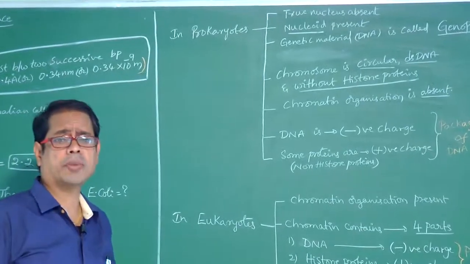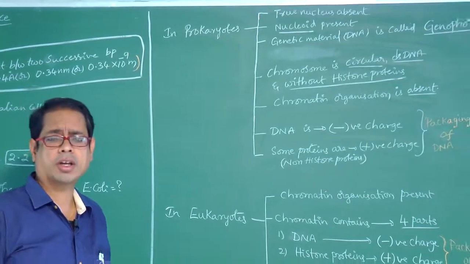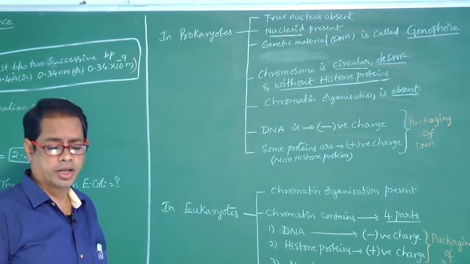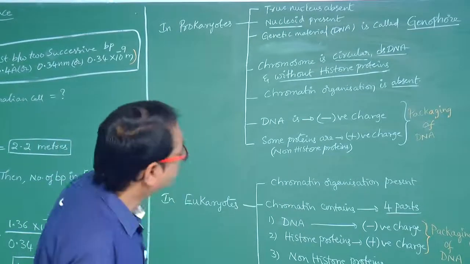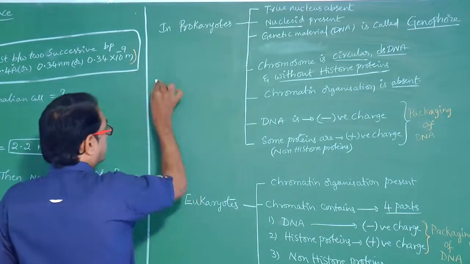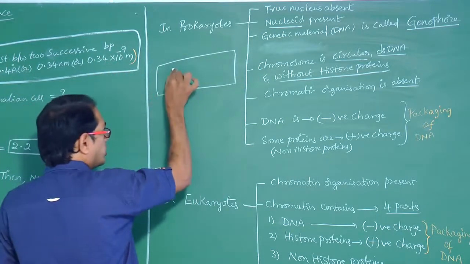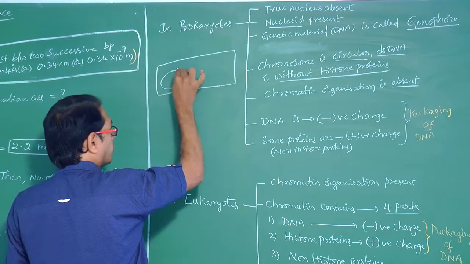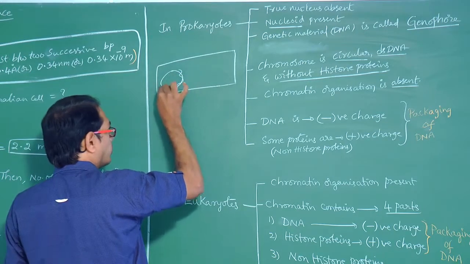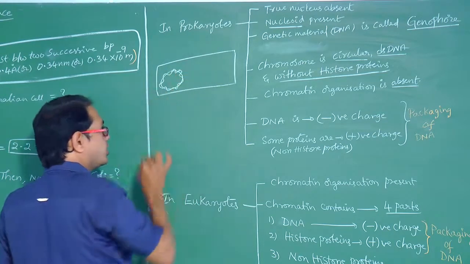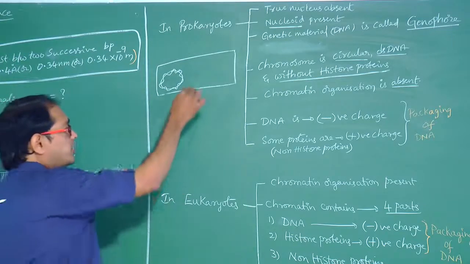Now look here, my dear students. How is the genetic material present in prokaryotes? How is the genetic material present in eukaryotes? Now look here. This is the prokaryotic cell and this is the DNA, and this is the cytoplasm.